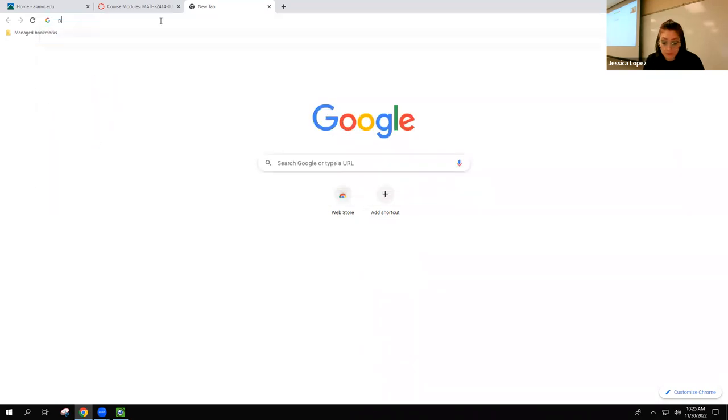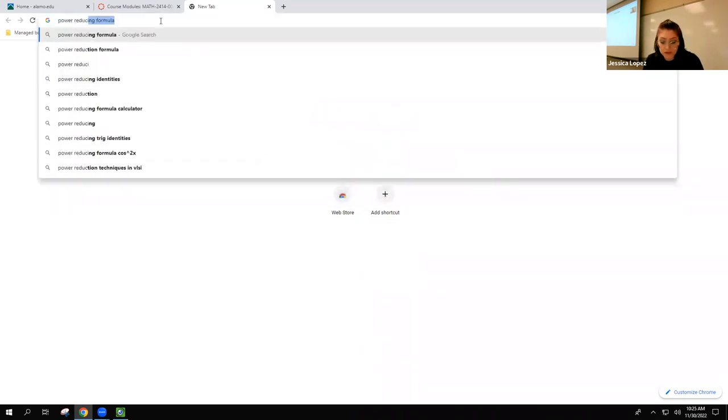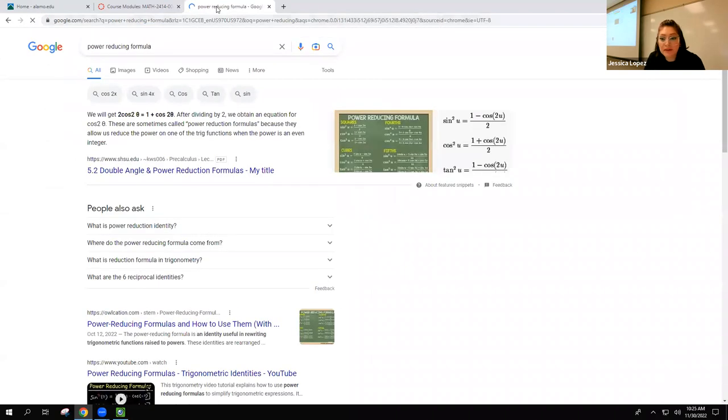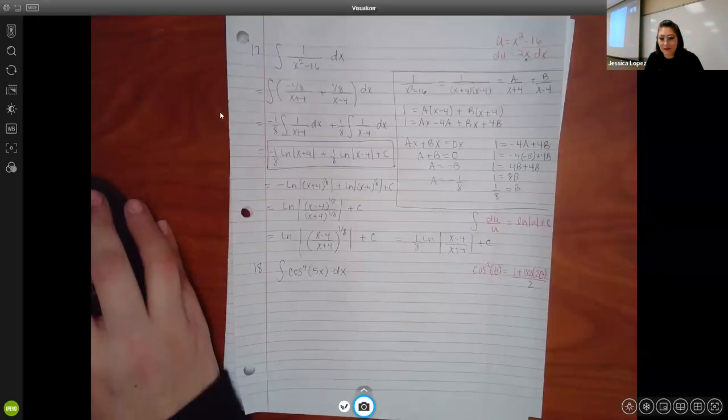Power reducing. Why is it as soon as I press P, Pokemon comes up? That's okay. Okay, yes, it is with a plus sign. Good.